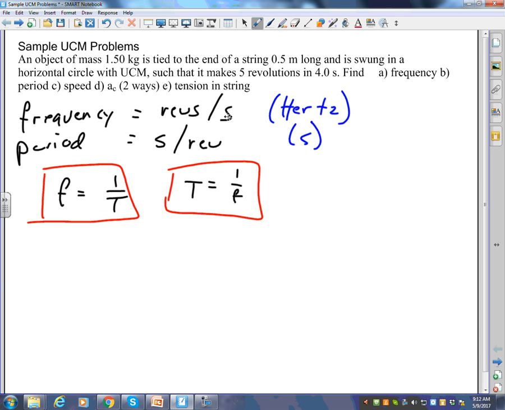So we're going to take the frequency, f, and it's going to equal 5 divided by 4, or 1.25, and the abbreviation for hertz is Hz. 1.25 hertz.